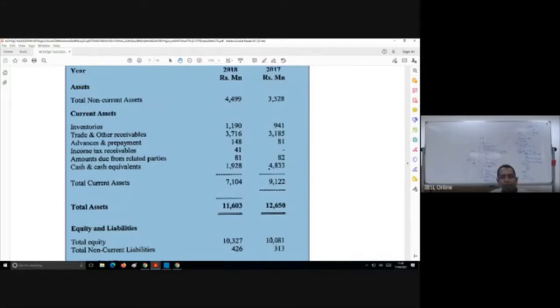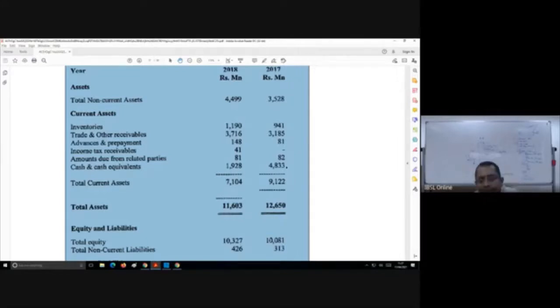However, your cash position has come down by almost 2 billion. 4.8 has come down to 1.8. 4833 has come down to 1928, which is almost a 2 billion drop. Out of that 2 billion, inventory has gone up by 200 million. Trade has gone up by 500. So about 1.5 billion is left again.